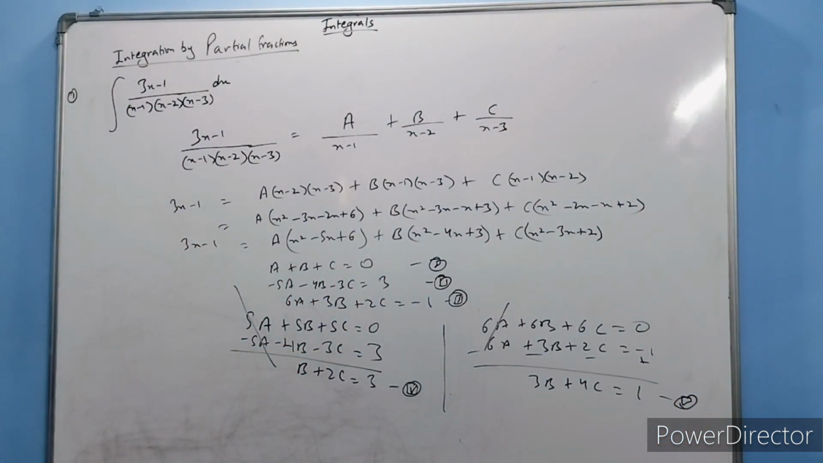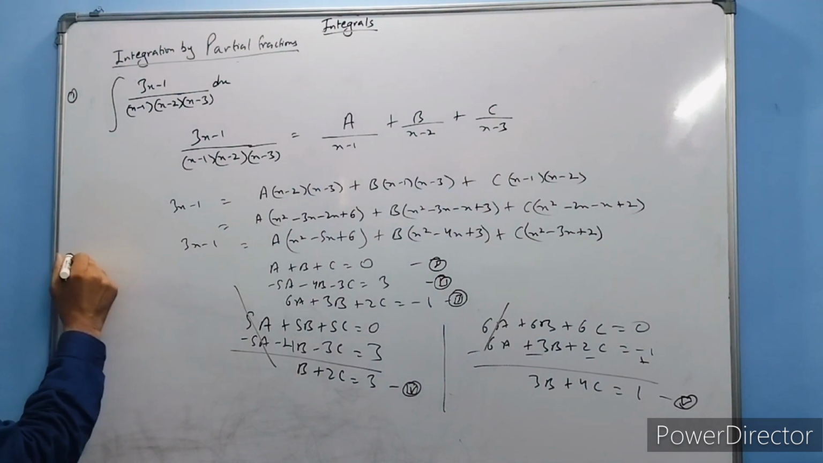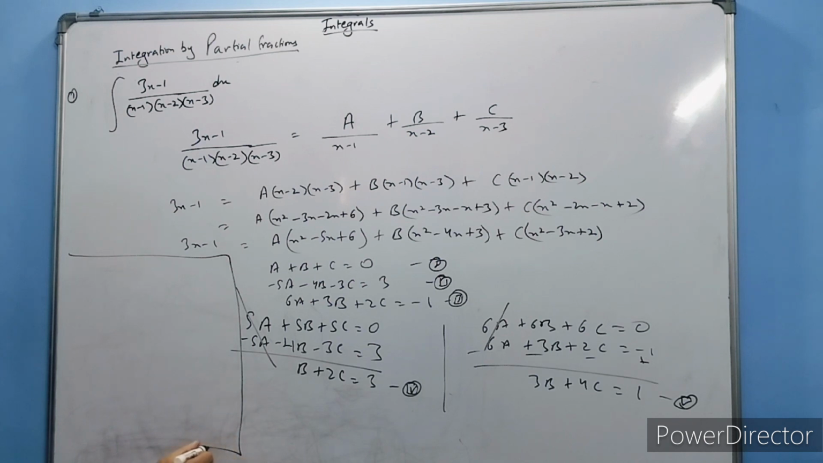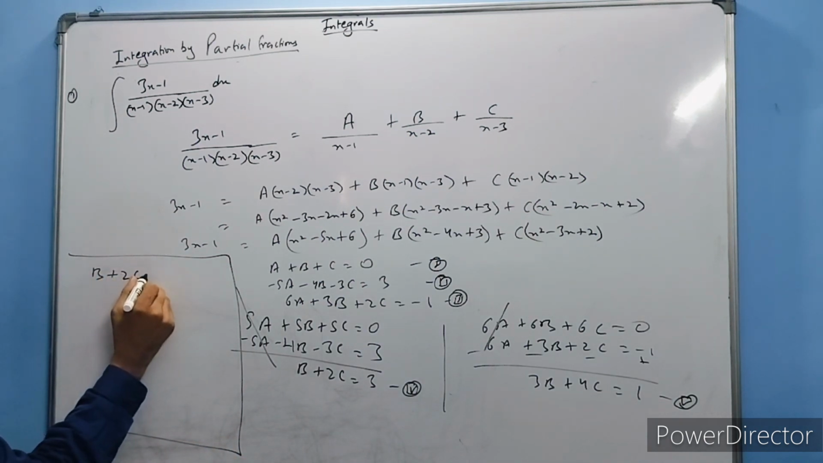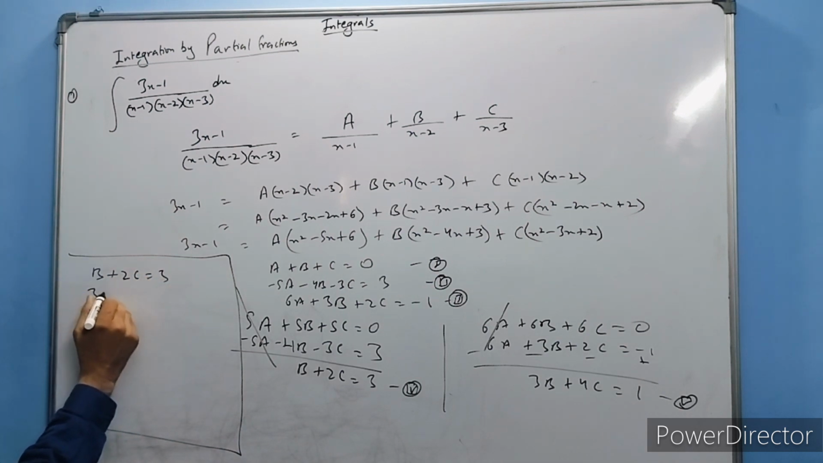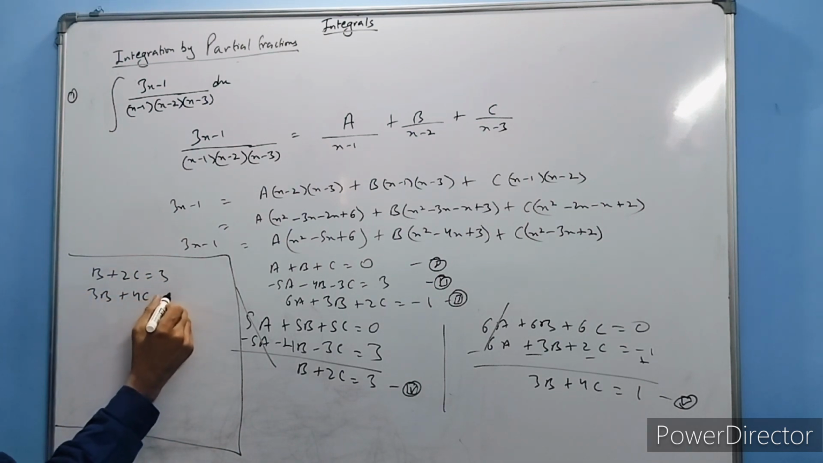Okay, now I got two equations here. Now let us try to solve them. I'll solve it here. b plus 2c is equal to 3 and 3b plus 4c is equal to 1.